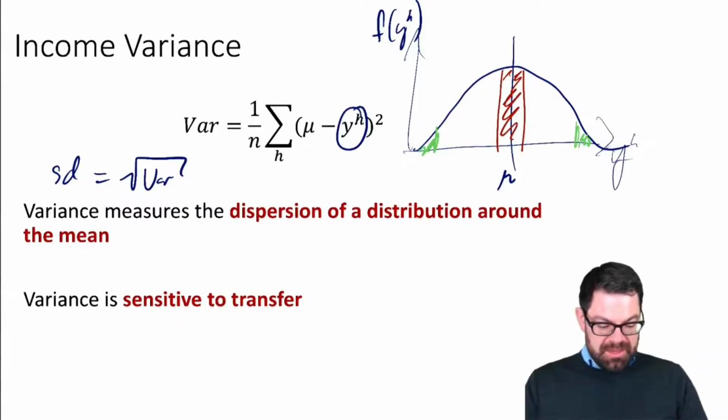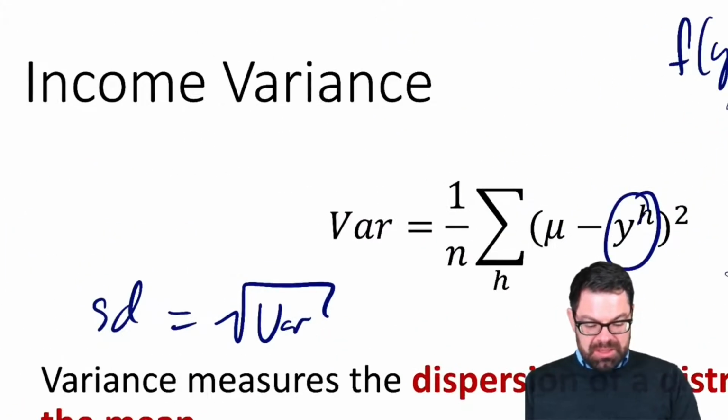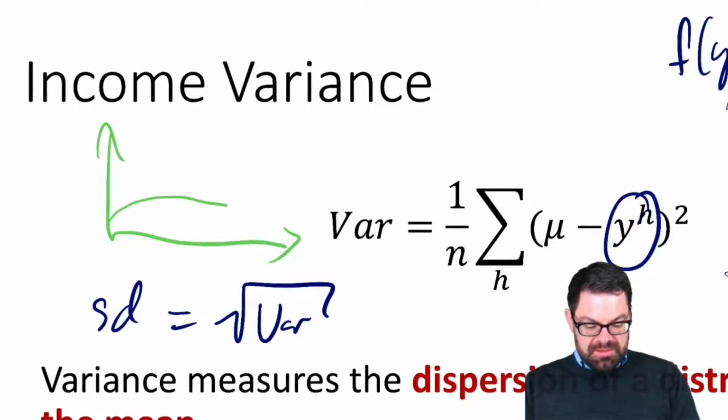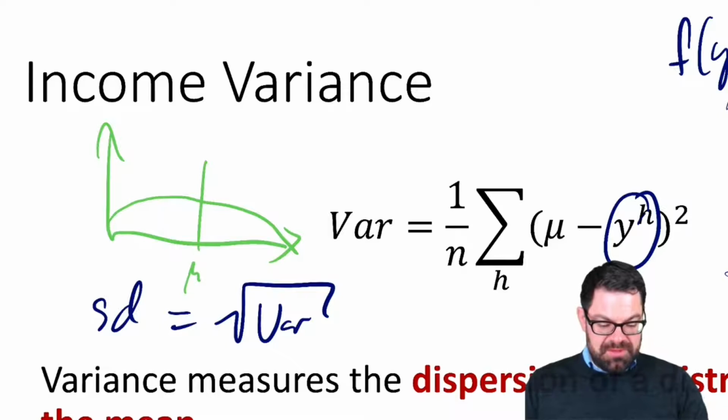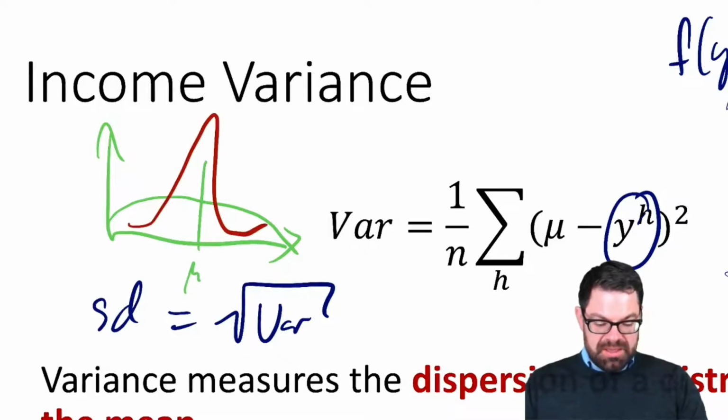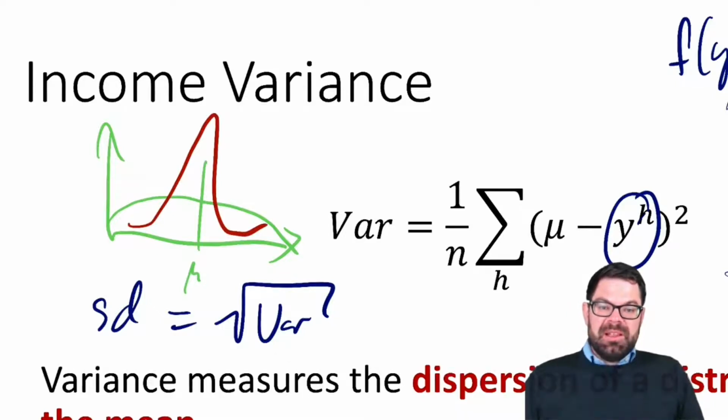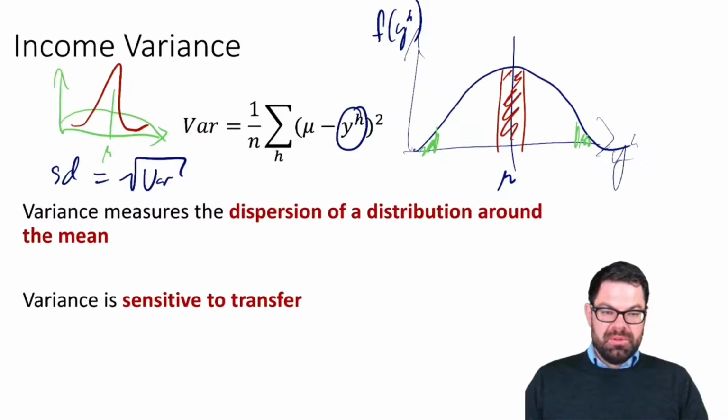So if you have a distribution that looks like this, that is a very, very flat curve with a mean here, that obviously has a very high variance. Whereas if you have a distribution that looks more like this, where most values are very close to the mean, that has a very low variance and hence also a low standard deviation.